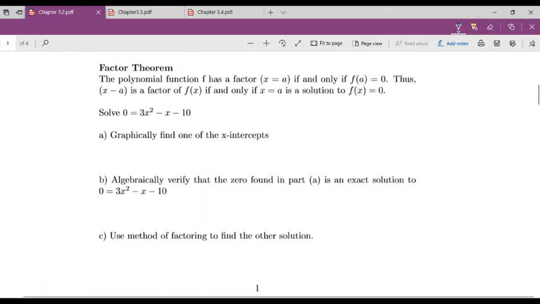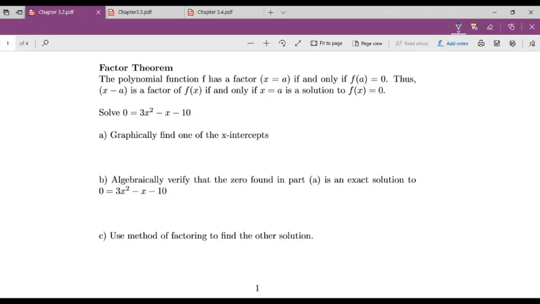Alright, factor theorem. The polynomial function f has a factor x minus a if and only if f of a equals 0. Thus, x minus a is a factor of f of x if and only if x equals a is a solution to f of x equals 0. So we're going to solve 0 equals 3x squared minus x minus 10. We're going to graphically find one of the x-intercepts, algebraically verify that the 0 found in part A is an exact solution, and use a method of factoring to find the other solution.